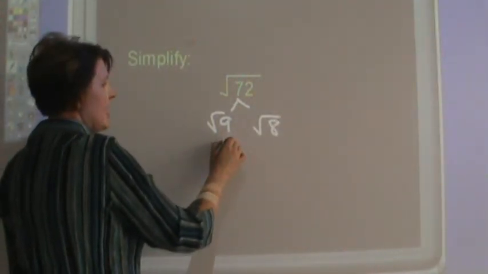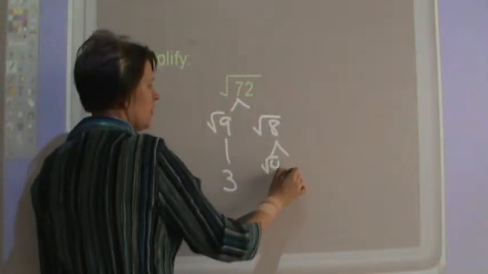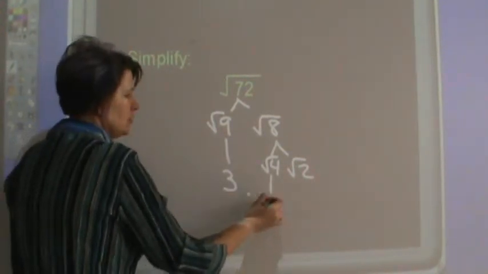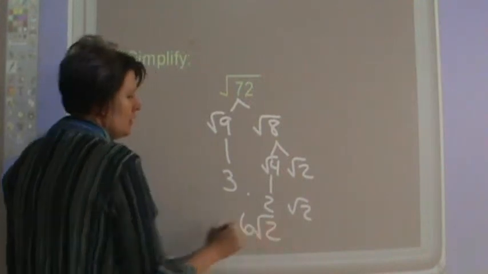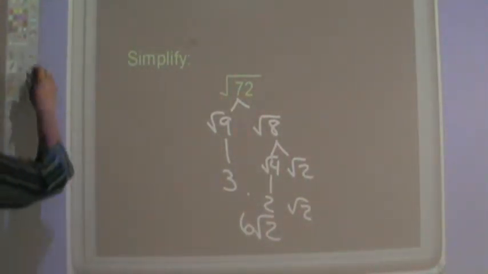Okay, square root of 9 is 3. Well, this actually can break down a little farther. This is square root of 4 times the square root of 2. Square root of 4 is 2. Square root of 2 we can't do. 3 times 2 is 6. Square root of 2 would be our answer, if you choose the perfect square method.